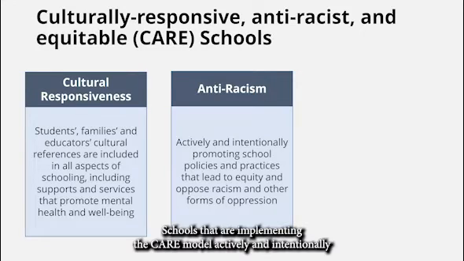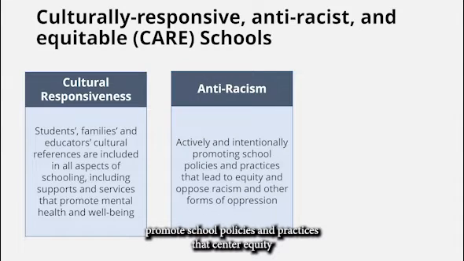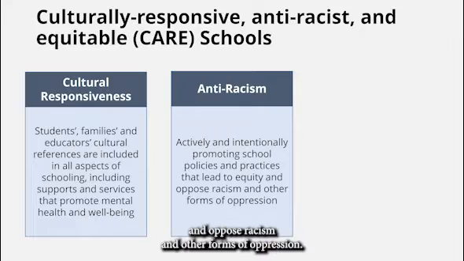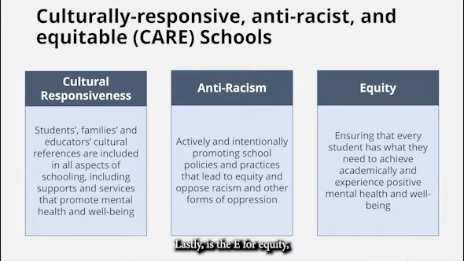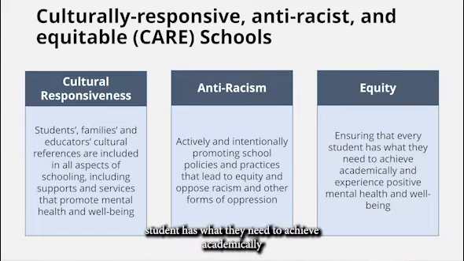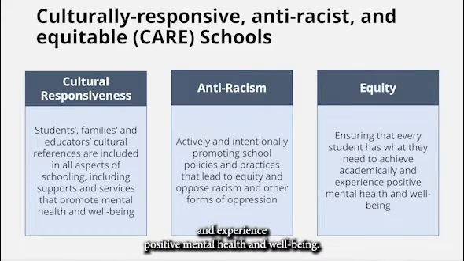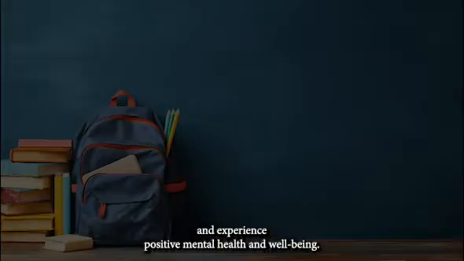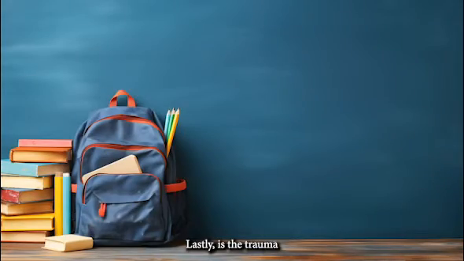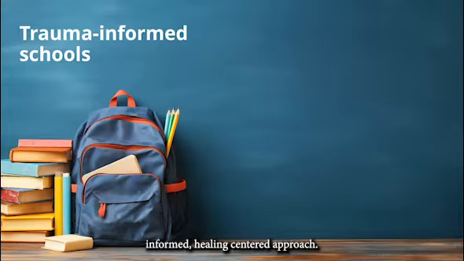Schools that are implementing the CARE model actively and intentionally promote school policies and practices that center equity and oppose racism and other forms of oppression. Lastly is the E for equity, which is ensuring that every student has what they need to achieve academically and experience positive mental health and well-being. Lastly is the trauma-informed healing-centered approach.